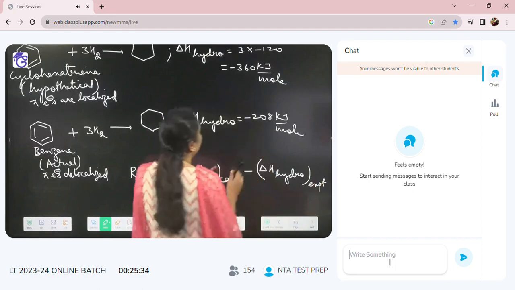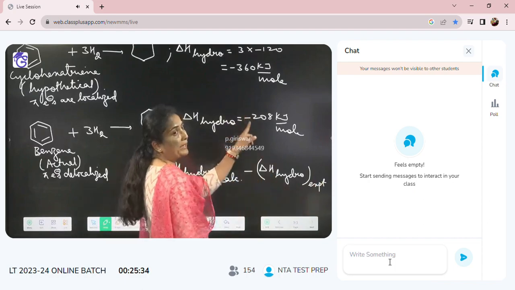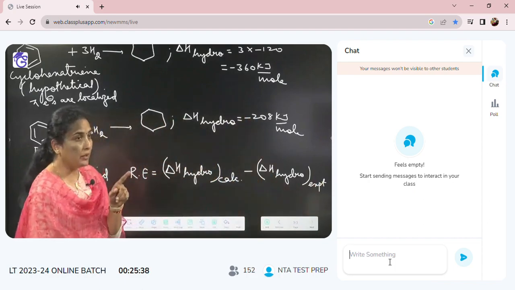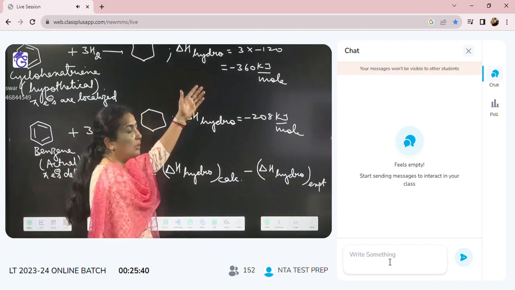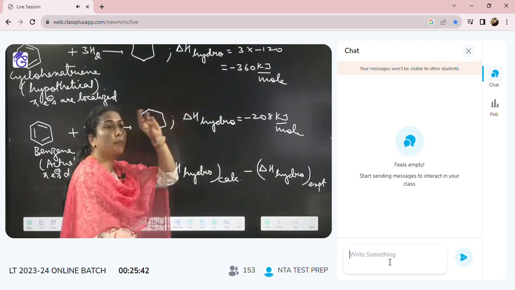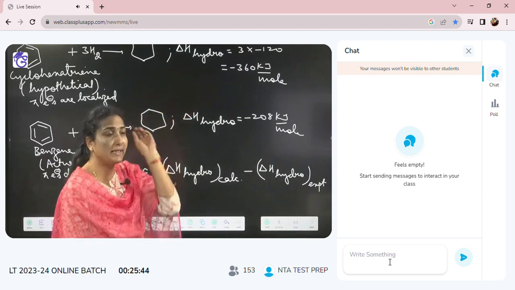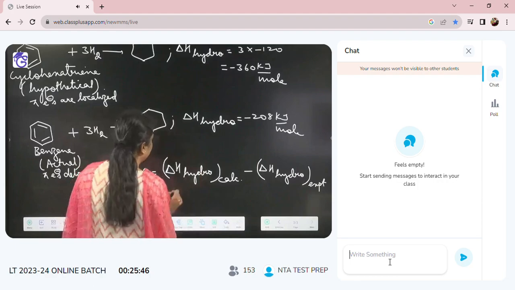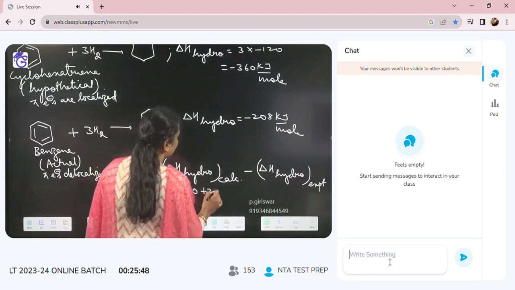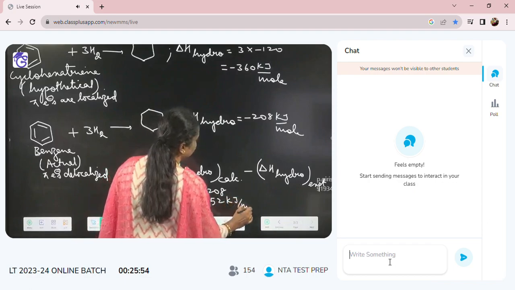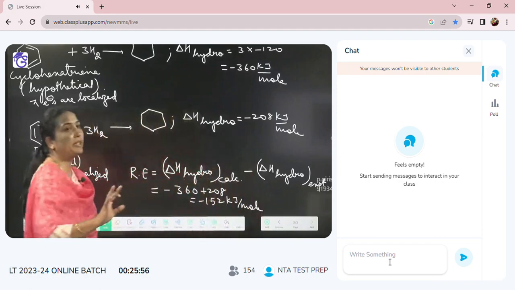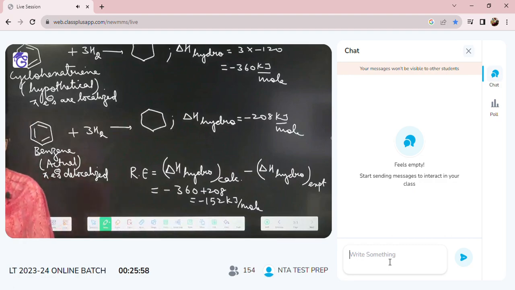Now I'll be treating this minus 208 as the experimental value, right? And this one, assuming there was no resonance, no delocalization, is calculated based upon certain data of cyclohexene. So I'll be using that as calculated. So minus 360 plus 208 will be minus 152 kilojoule per mole. You don't have to remember any data, simply understand the concept, that is more important.